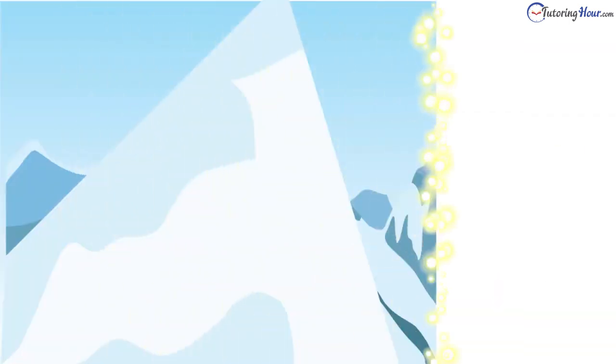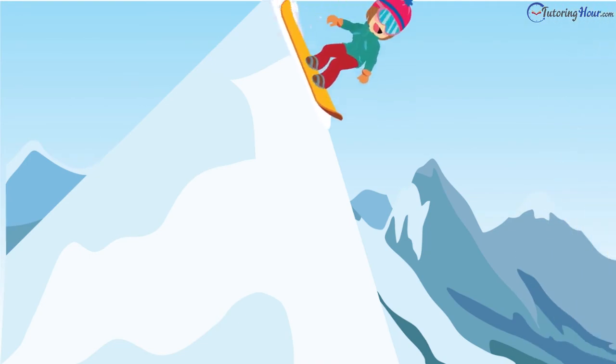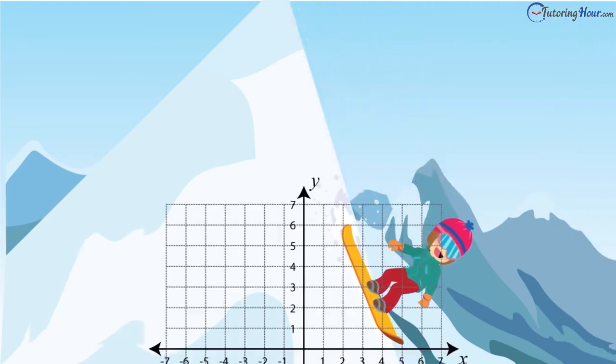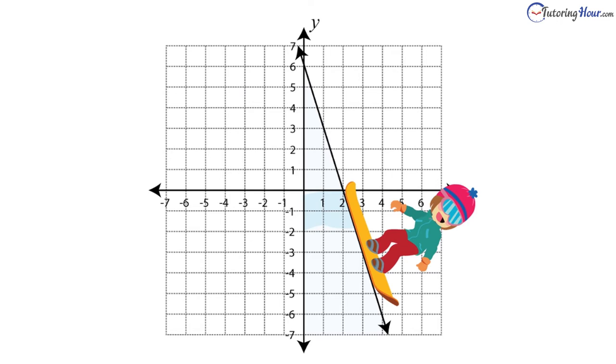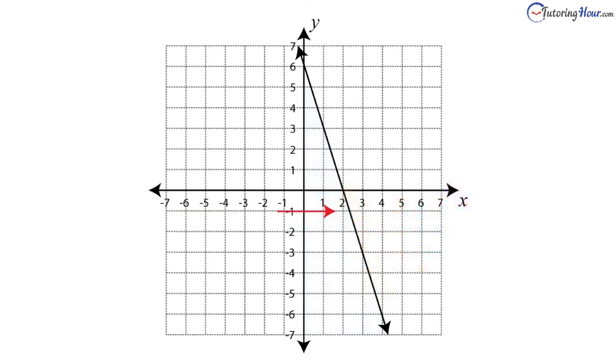Let's move on to our next slope. Imagine this snowboarder sliding downhill. Let's represent that on the Cartesian plane. As you move from the left to the right on the x-axis, the line goes down. We'll pick 2 points on the line, point A (1, 3) and point B (2, 0).